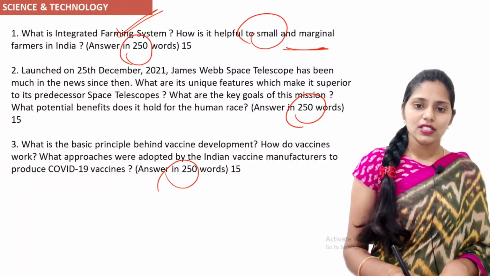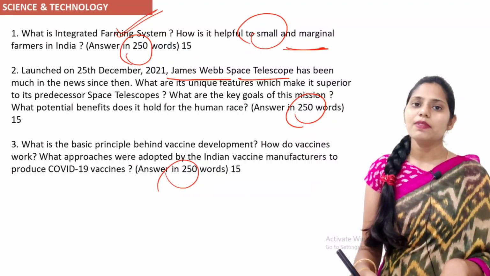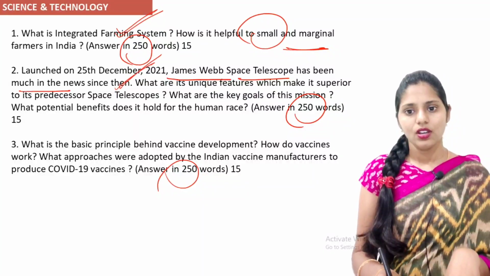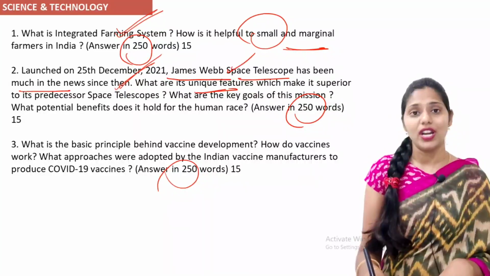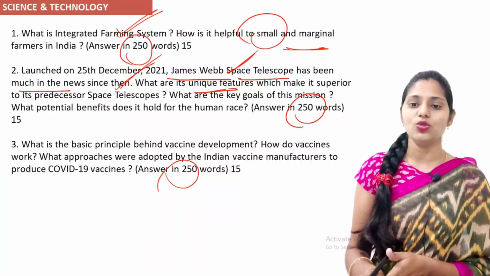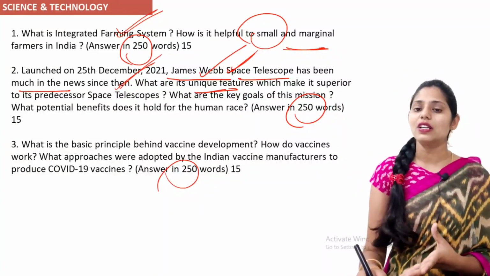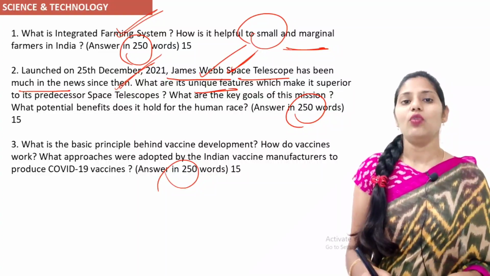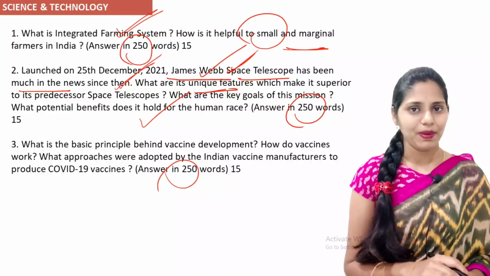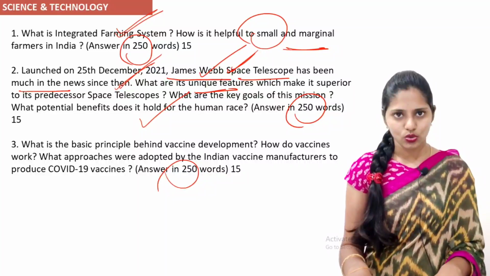And the next one is about the James Webb Space Telescope. It has been much seen in the news because of its unique features, and it also sent one image. Because the James Webb Telescope was in the news, at that time we discussed what this telescope is, why it is very advanced, and what the important features and benefits are. Those things are directly given in your paper, and if you have followed our Hindu analysis, you will be able to write this question easily.